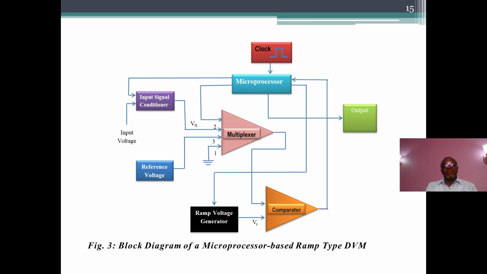Of course, when you are measuring, you have two terminals. You can see terminal 1 is grounded. So you ground one of the input terminals of your voltage you want to measure, while the other terminal gets to the signal conditioner. So with that, immediately the clock arrives, signal arrives, your measurement will take place. So that is how the microprocessor-based ramp DVM works.